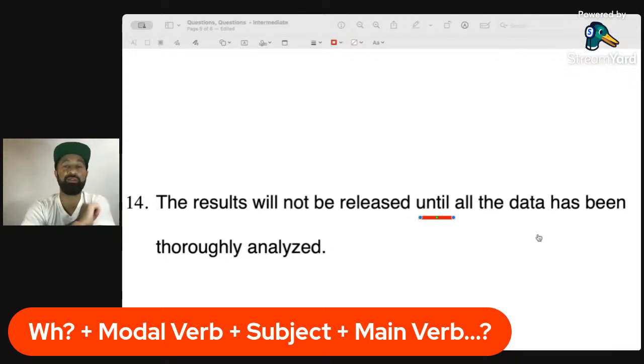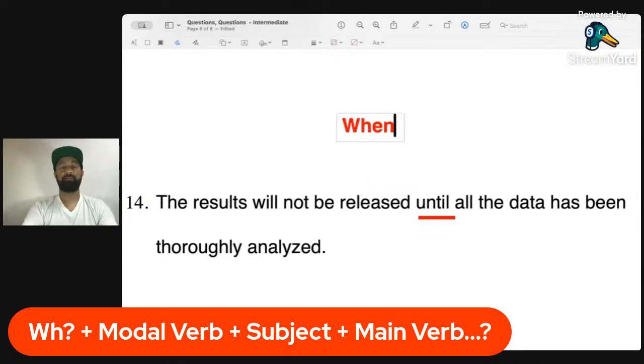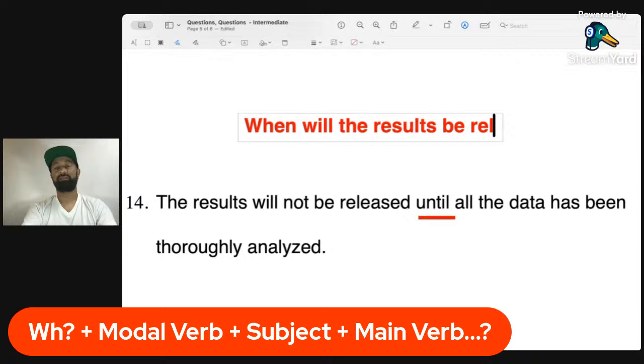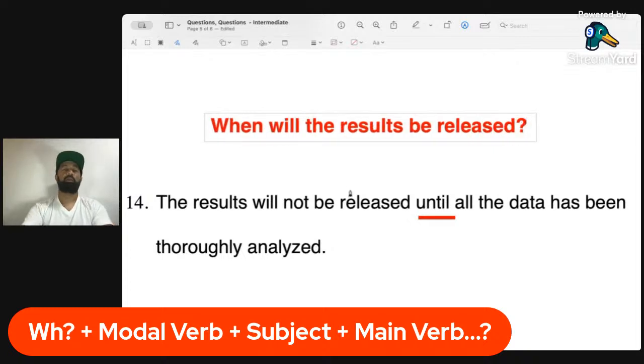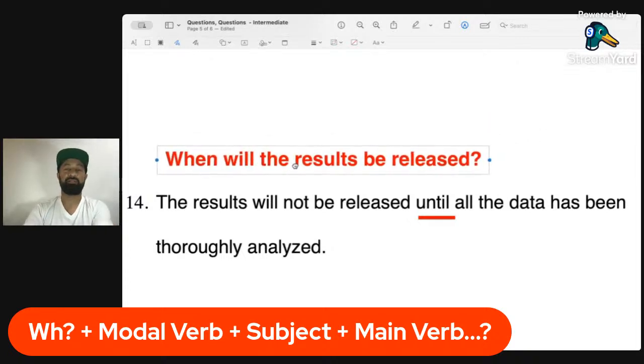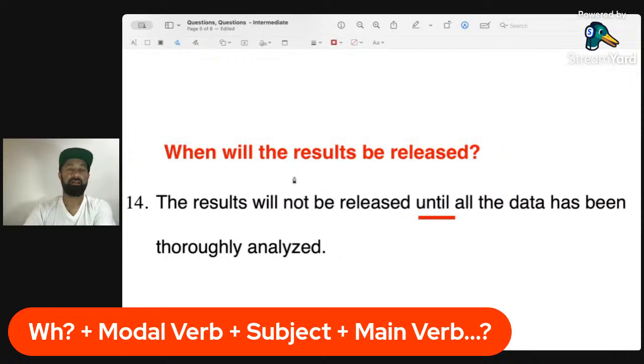We'll use the modal verb pattern as well here. So my question is going to start with when. When will the results be released? All right, well, the results will not be released until the data has been thoroughly analyzed.